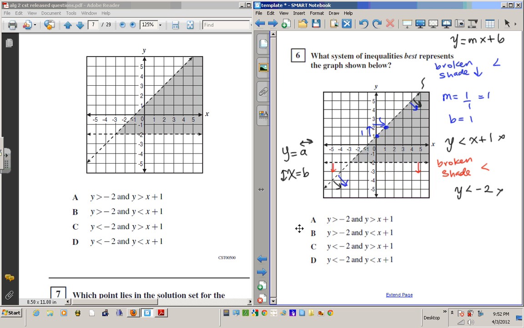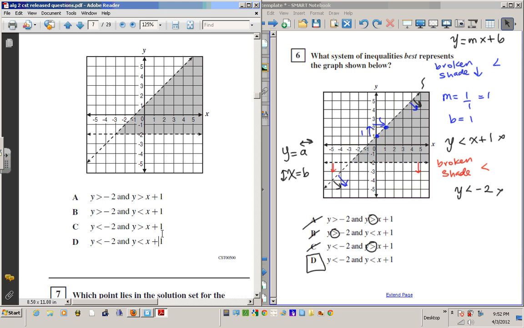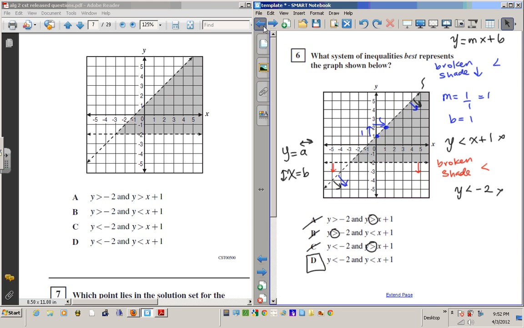So which equation matches this and this? A is greater than, that's a problem, so not A. This one is greater than, but it's supposed to be less than, so it can't be that. This one is less than and greater than, which is bad. This one is less than and less than. Voila, our answer is D. So there you have it. Alright, let's move on to question number 7.